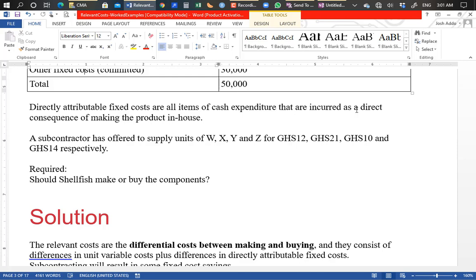So let's see. A subcontractor has offered to supply the same products W, X, Y, and Z to us for 12 cedis for W, 21 cedis for X, 10 cedis for Y, and 14 cedis for Z. So if you decide not to manufacture the products and then buy them from someone who is manufacturing, this is how much the person is going to sell the products to us: 12 cedis, 21 cedis, 10 cedis, and 14 cedis respectively for products W, X, Y, and Z. So this is your task. Should the company make or buy the products?